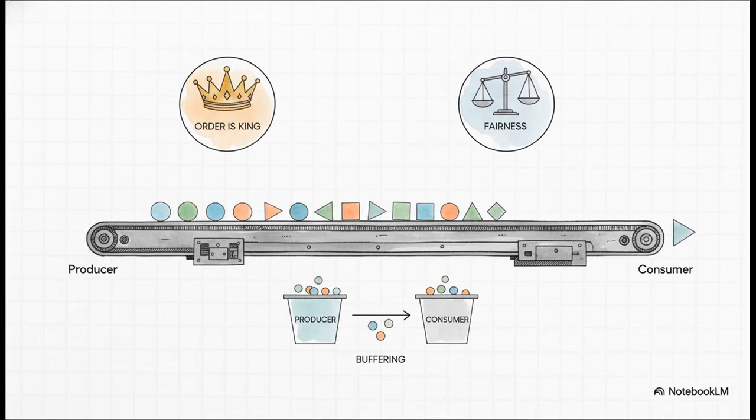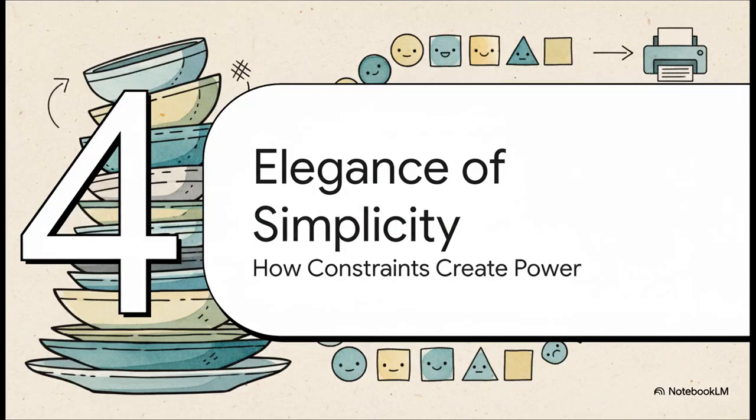And a queue? You'll want that whenever order and fairness are absolutely non-negotiable. It's perfect for any system that has to manage a shared resource, like a printer or a web server, making sure that the first request that came in is the first one that gets handled. No cutting in line.